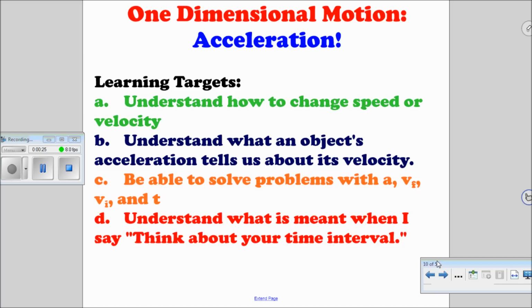You should be able to solve problems with these four variables: acceleration, VF, VI, and T, which we'll talk about today. And then finally, you should understand what is meant when I say, and I will say this a lot this semester, or this year, make sure you think about your time interval, all right? That is going to be super, super, super important. So we'll sort of start to crack that shell today.